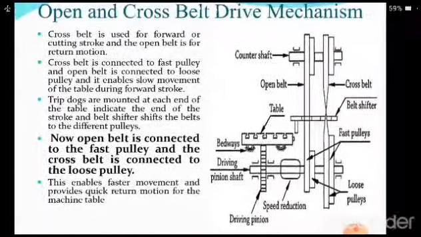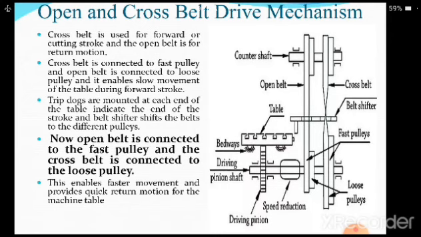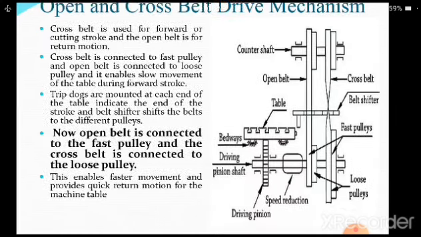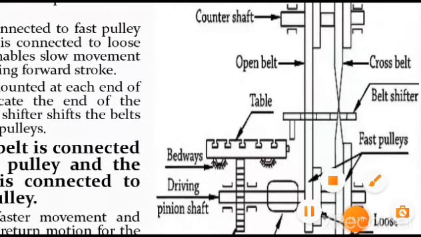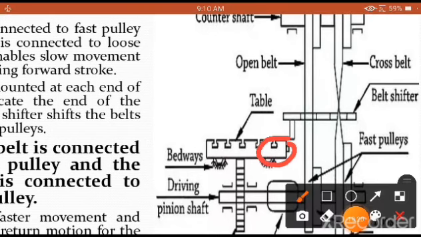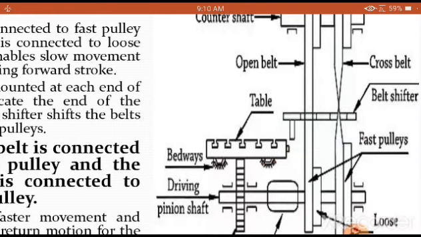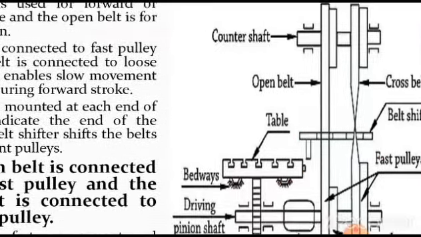Now, trip dogs mounted at each end of the table indicate the end of the stroke, and the belt shifter shifts the belts to the different pulleys. So once the table strikes the trip dogs, the belt shifter gets activated. The main function of the belt shifter is a mechanism which can shift either the cross belt or the open belt to the respective type of pulley, whether it is a fast pulley or a loose pulley.